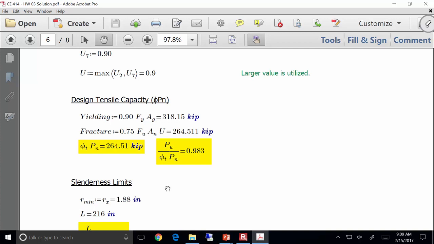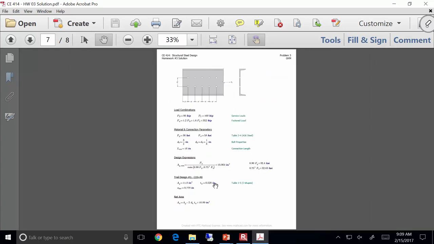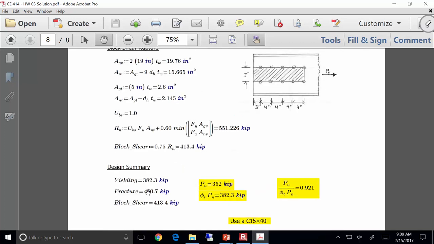Now, I think what might have compounded the confusion a little bit was maybe what happened on problem 3, because a lot of people looked at problem 3 and they said, all right, I do problem 3 the same way, and I get a C15 by 40, and they said, well, I've got the fracture capacity of 450.7, so that's my resistance, and if I divide 352 into that, I get some crazy low efficiency. Well, that obviously doesn't make sense. Well, the answer to that is, fracture is a capacity, but it may not be the capacity.